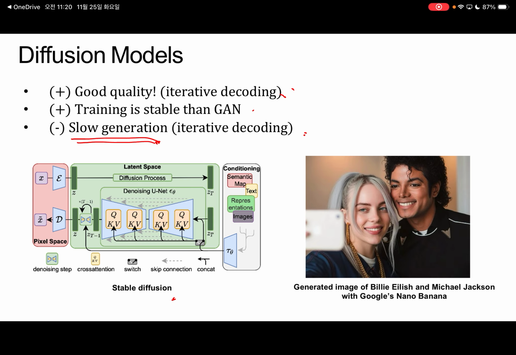This figure shows Stable Diffusion. And the right one, I guess some of you are familiar with Nano Banana from Google. This image is generated. This image is quite expressive and very good quality, I guess.